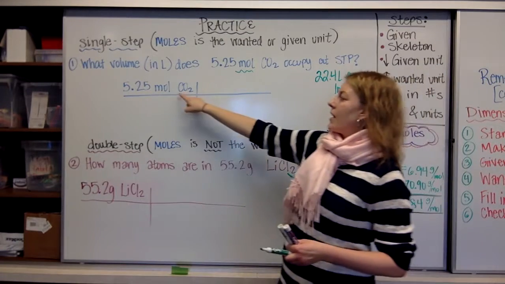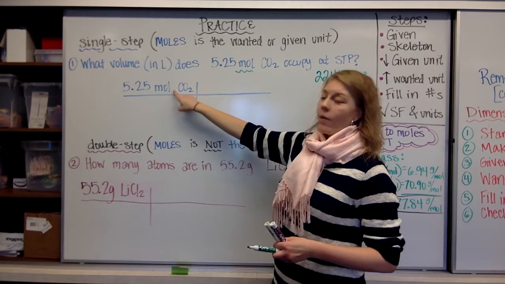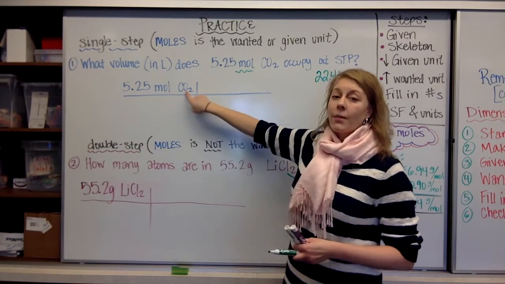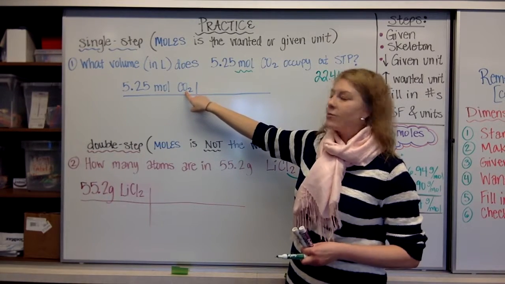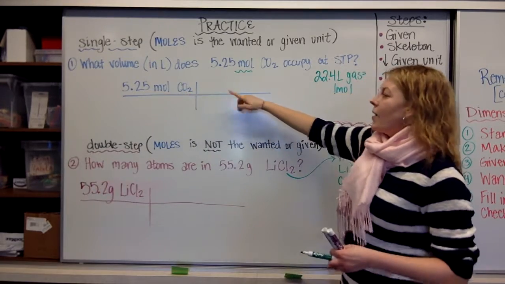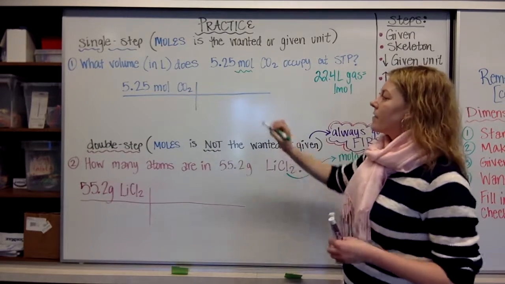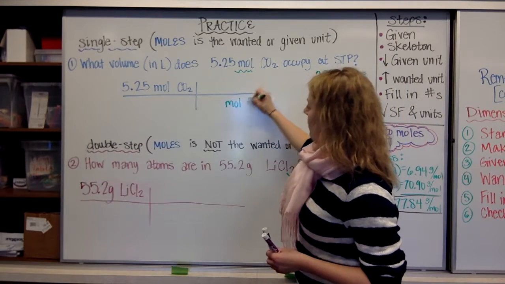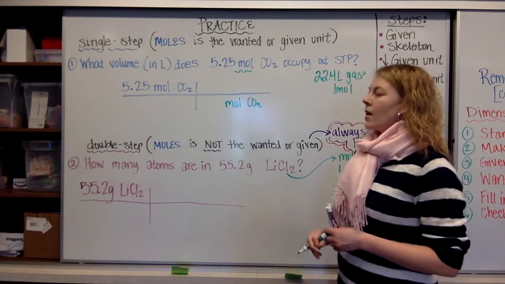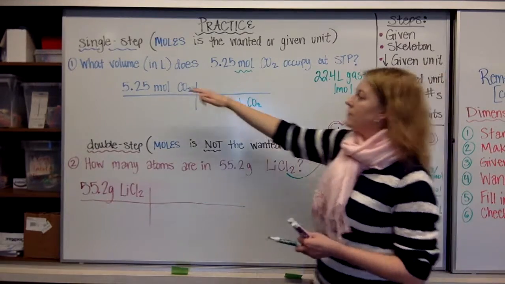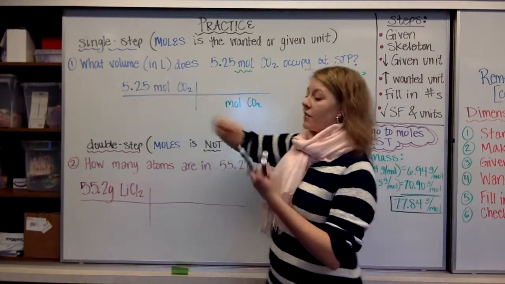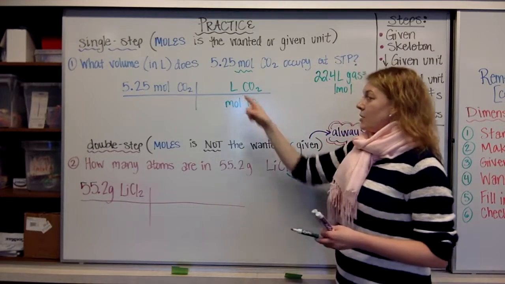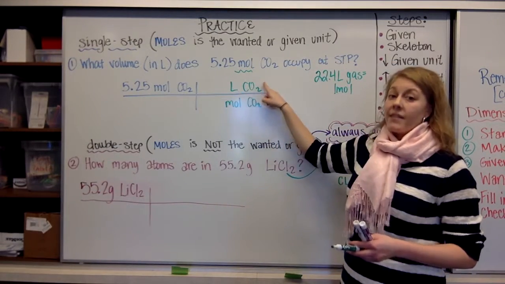So, we have our given, 5.25 moles of carbon dioxide. Do you have to write moles? Yes. Do you have to write carbon dioxide? Yes. You have to write both of them. We have our skeleton set up. So my given unit, moles of CO2, goes on bottom. My wanted unit, volume in liters. Liters of CO2 goes on top.